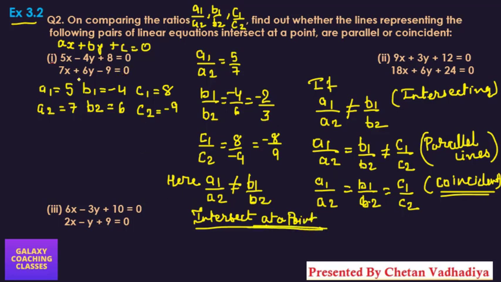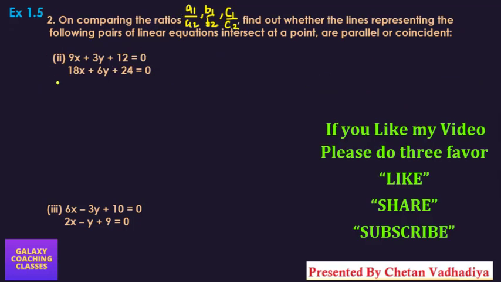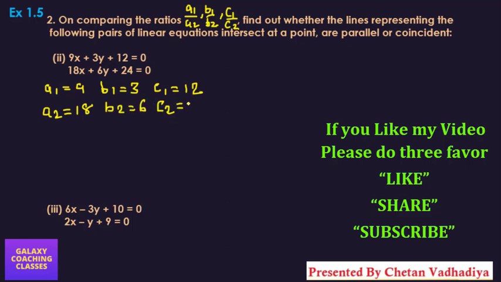Now moving towards the second one. In the second also you need to do the same thing. First of all you need to find A1, that is 9, B1, that is 3, C1, that is 12, then A2, that is 18, B2, that is 6 and C2, that is 24.